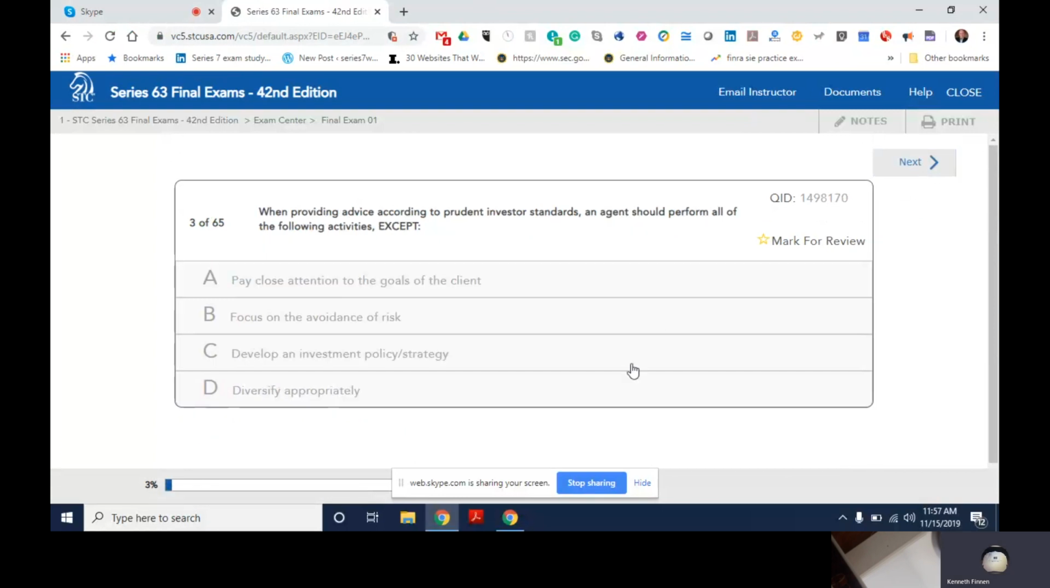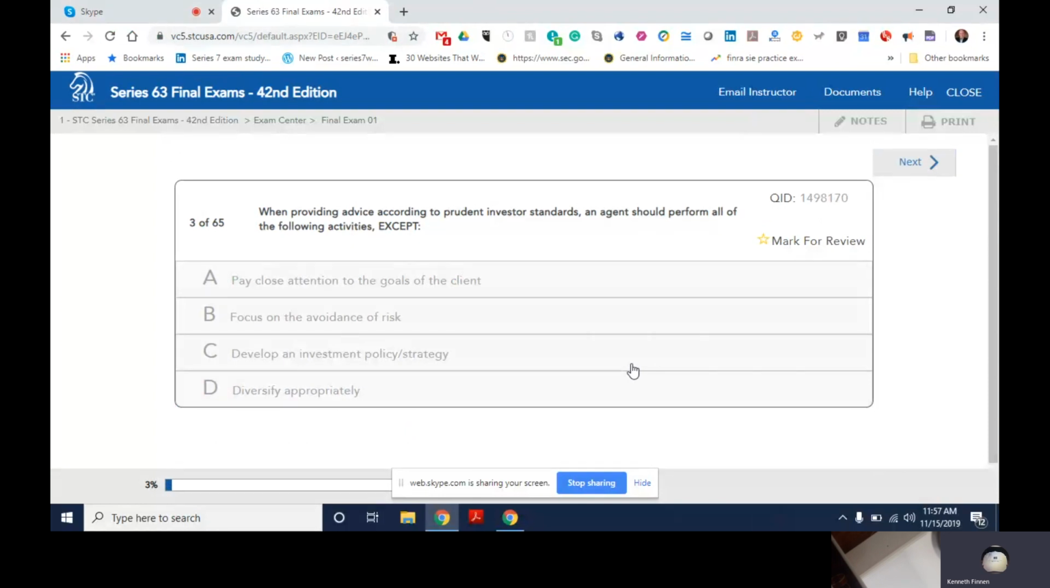Okay. When providing advice according to prudent investor standards, an agent should perform all of the following activities except: pay close attention to the goals of the client, obviously. Focus on avoidance of risk. We'll come back to that.